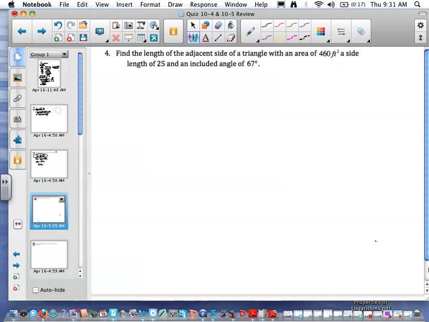Number 4 says find the length of the adjacent side of a triangle with an area of 460 feet squared, a side length of 25 feet, and an included angle of 67 degrees. Remember, these have to be adjacent sides. So one side is 25, the included angle is 67 degrees.